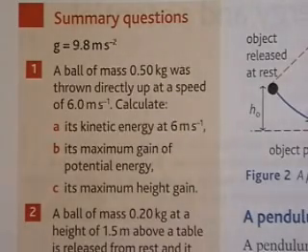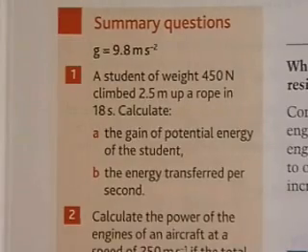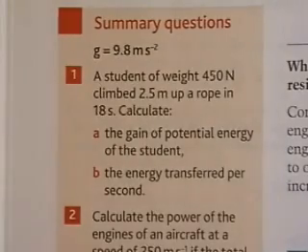Question 1 should be quite straightforward. It tells you the mass of the ball and the speed that it's thrown with. For question 1, we're trying to calculate the potential energy gain of the student. You should know straight away that potential energy gain is mg delta h. And usually that means we've got to put three things into the equation: m, g and delta h.